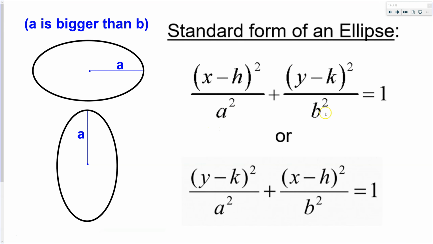Now if we switch a and b, we get a slightly different variation on the same equation. So remember, a is bigger than b, so if a is on the x term, that means the ellipse is going to be longer in the horizontal direction. If a is on the y term, you can see that the y's and the x's change places on these equations, and that means the ellipse is going to be taller than it is wide. The long dimension of the ellipse is referred to as the major axis, and the short dimension of an ellipse is referred to as the minor axis.